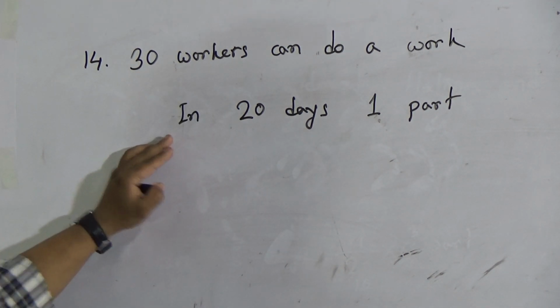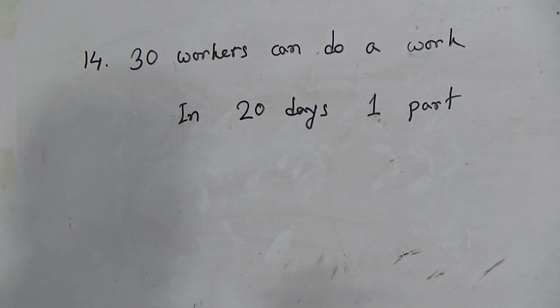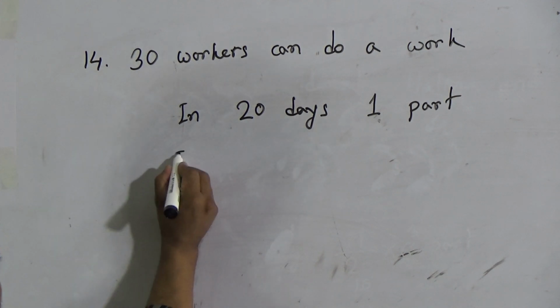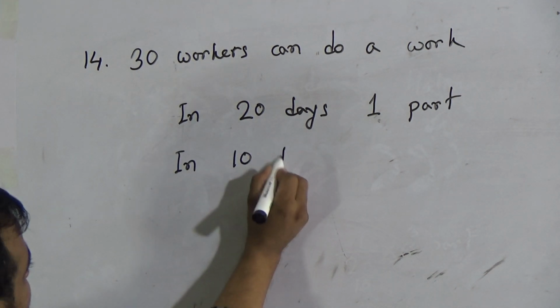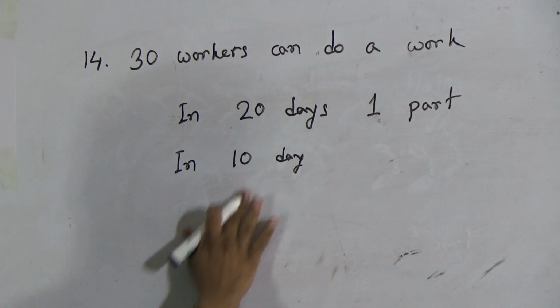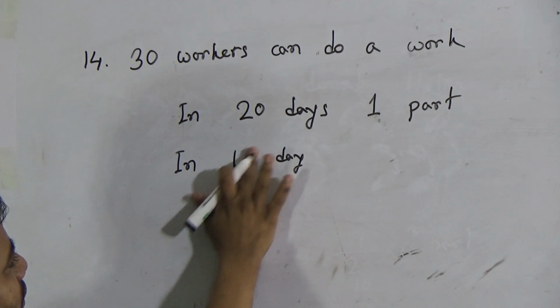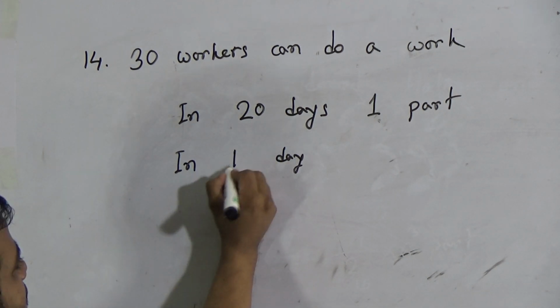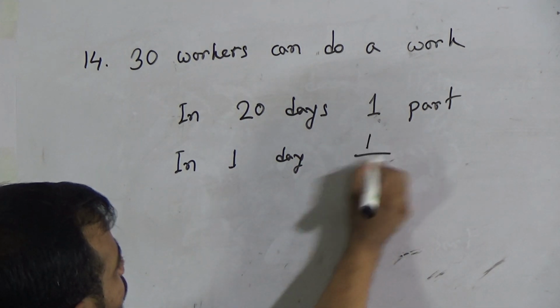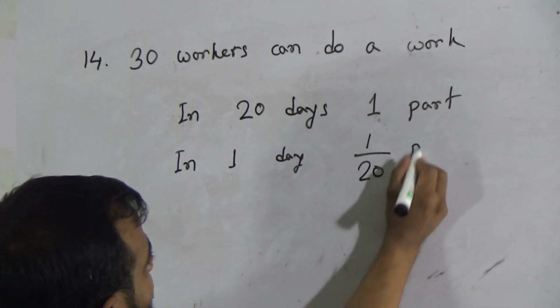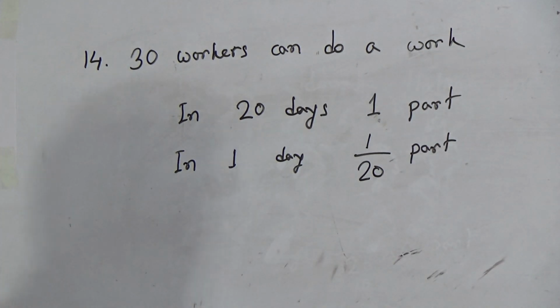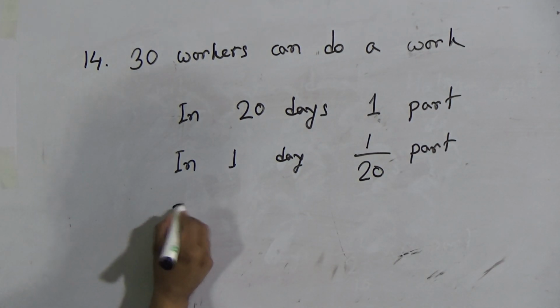Okay. Now we can find out how many parts of the work they have done. In 10 days, how much is done? In order to find that, we need to find out 1 day first. In 1 day, how many parts? 1 over 20 part. Now we can find out in 10 days how many.